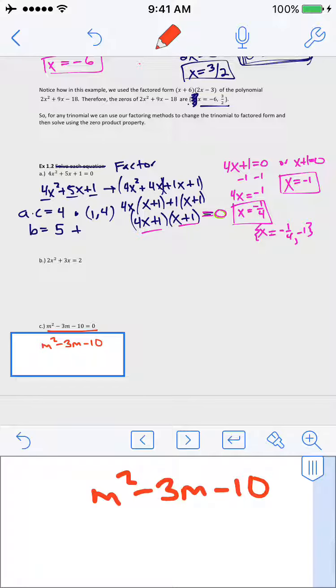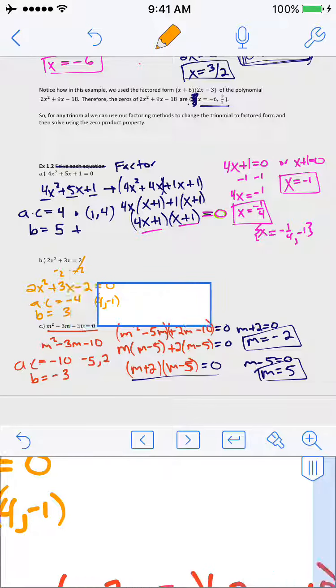So I'm going to treat this like there was no equal 0, right? I'm going to factor it. I have a times c is equal to -4. B is equal to 3. I have to watch out because it was a positive on the right-hand side, but when I moved it over, it became a -2. So I get a -4, right? Be careful about that. Two things that will multiply to -4 and add to +3. That would be 4 and -1.